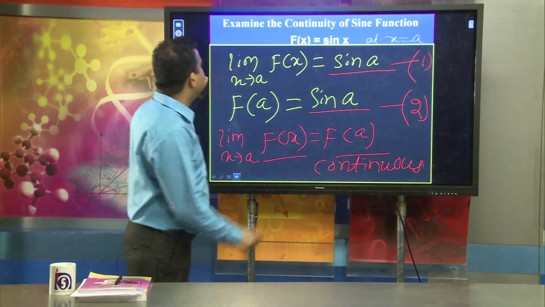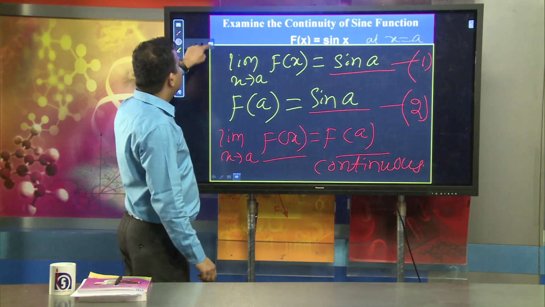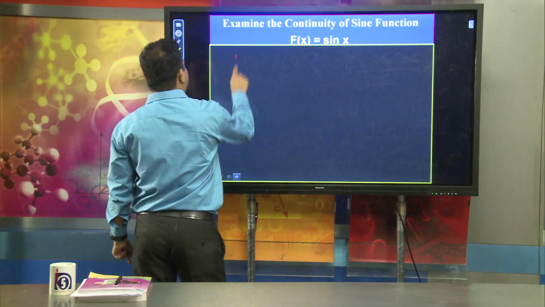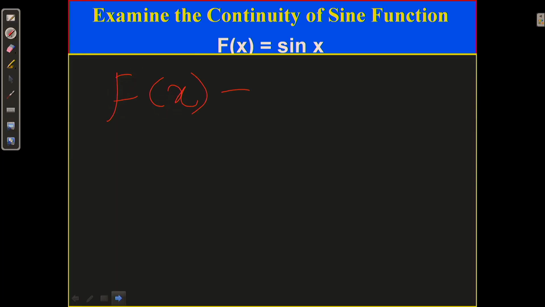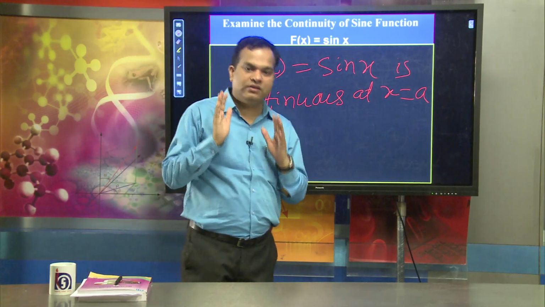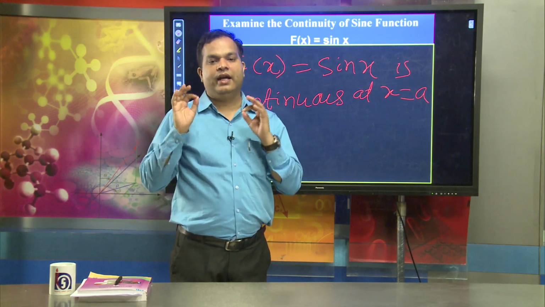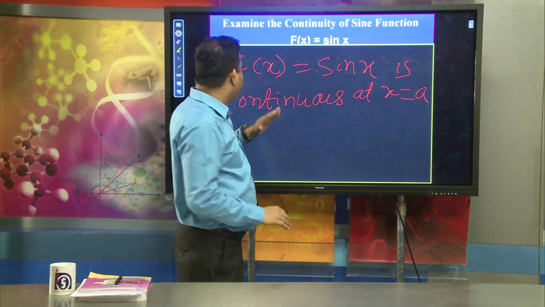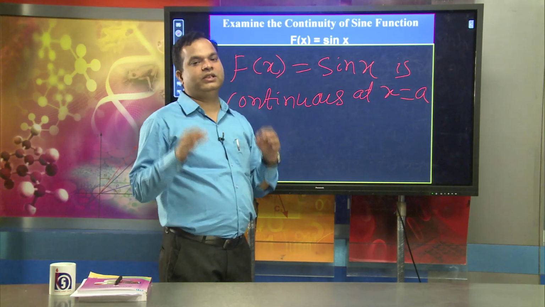Very simply, we can conclude that f(x) equals sin x is continuous at x equal to a. Okay. So, this is our conclusion: the sine function is continuous at x equal to a. We have taken x equal to a. So, we can conclude the sine function is continuous.